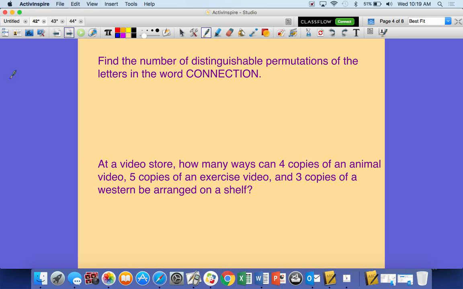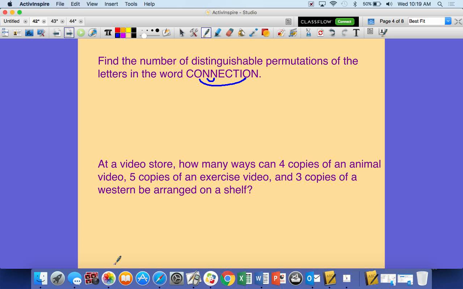Well, if you look at our O's here, if I just switch those 2 O's around, is that word going to be any different? And the answer is no, because if I switch those 2 O's, it still looks like the word connection, doesn't it? What about if I switched these 2 N's? It still looks like the word connection. So, we have to have a different formula for something like this.